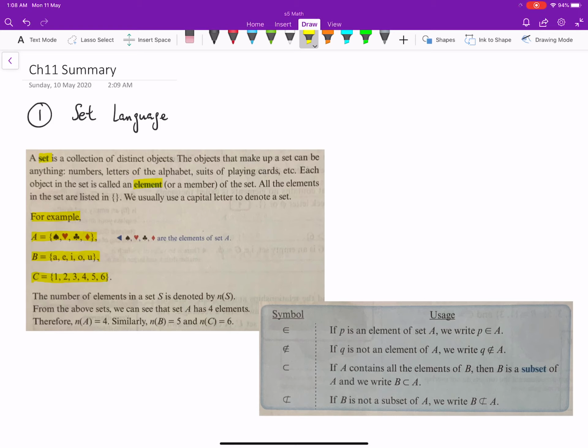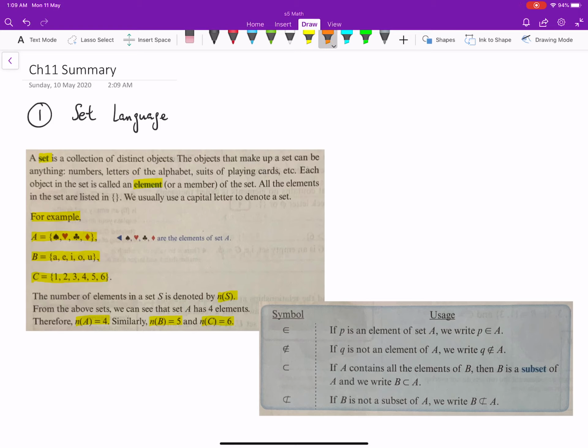And if we want to talk about the number of elements inside the set, we can use n and then bracket the set. So you will have the above examples. Number of elements in set A is 4. Similarly, you have n bracket B is 5 and n bracket C is 6.